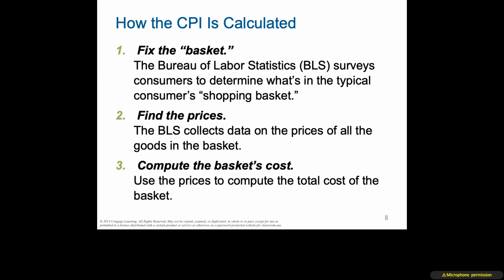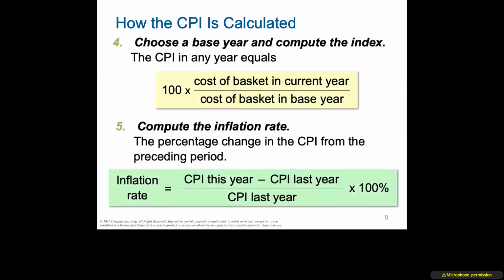Once we know the cost of that basket, we can then move forward. So we take a base year, and the base year becomes just like the base year did when we were looking at the GDP, it becomes the benchmark. And based on that grocery basket, we look at the cost of the basket in the current year, the items we've decided to go in the basket, and the cost of that basket in the base year. By doing so, we get the CPI in any year.